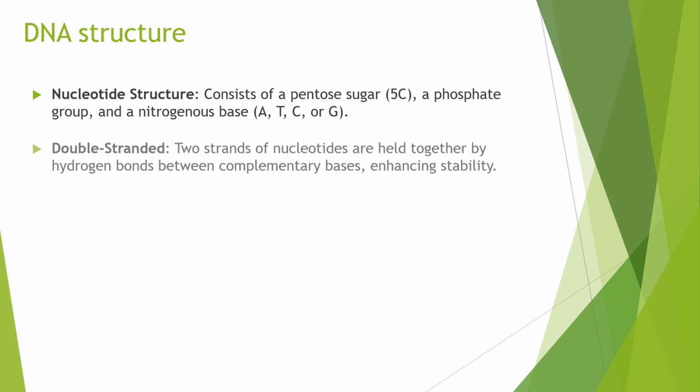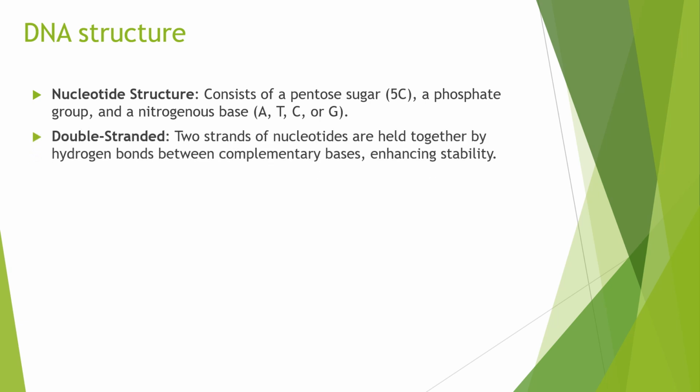DNA is made up of two strands of nucleotides. These strands run in opposite directions, meaning they are anti-parallel, and they are joined together by hydrogen bonds between the nitrogenous bases. This bonding between the strands gives DNA its stability, which is crucial for storing genetic information over time without degrading. It's this structure that enables DNA to act as a blueprint for life.